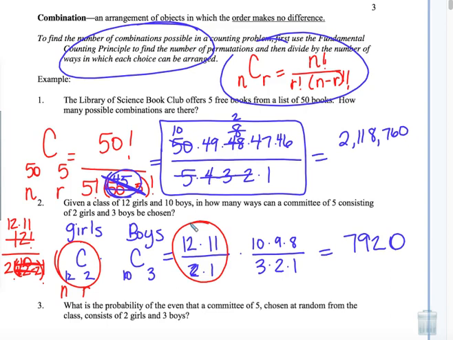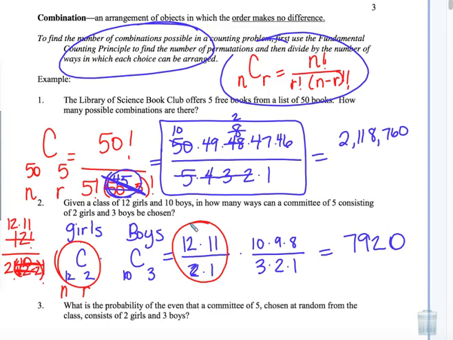All right, number 3, last one. It says, what is the probability of the event that if we have a committee of 5, that it will consist of 2 girls and 3 boys? So this one I think is a bit challenging. I want to explain this as much as I can to you. What we just figured out is if we have 12 girls, 10 boys, we're making a committee of 5. There are 7,920 ways that committee can be made that will have 2 girls and 3 boys, okay?